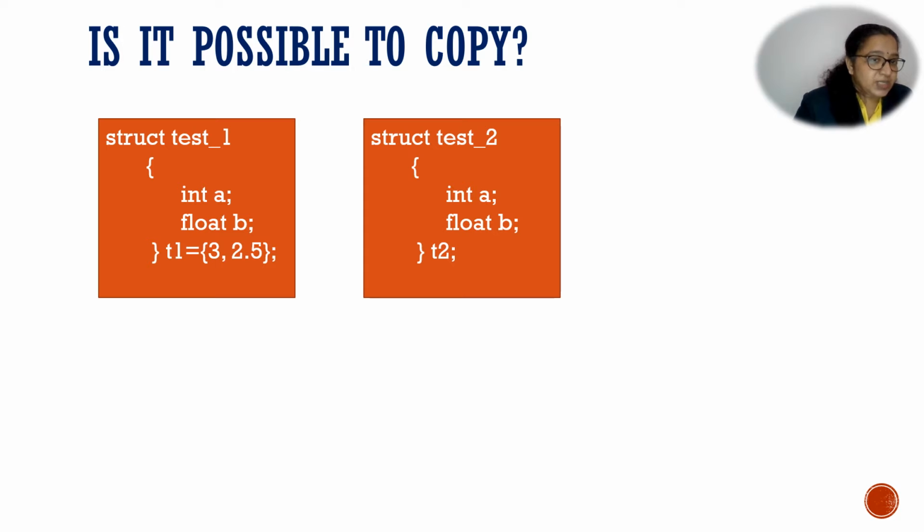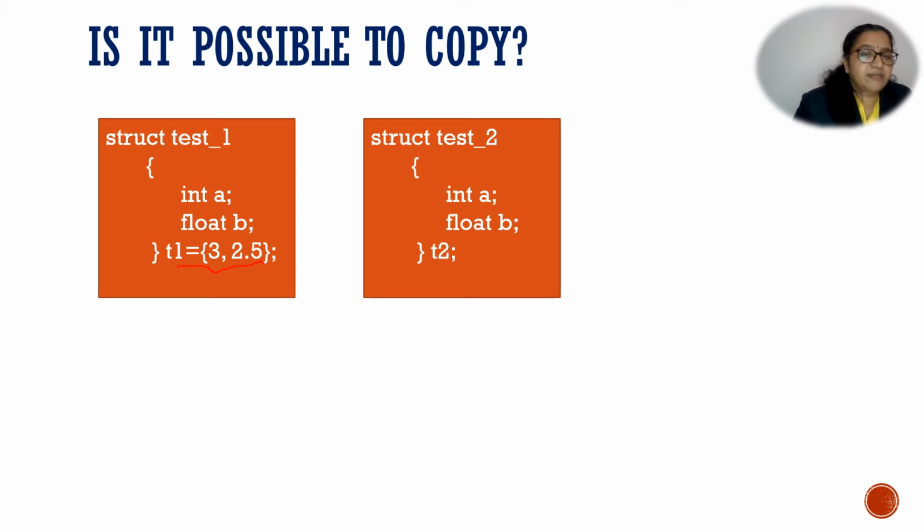Test1 is the user defined data type. Int A and float B are the elements used in test1. Then T1 is equal to 3 comma 2.50 means what? 3 will be assigned to A and 2.5 will be assigned to B. That is the meaning.